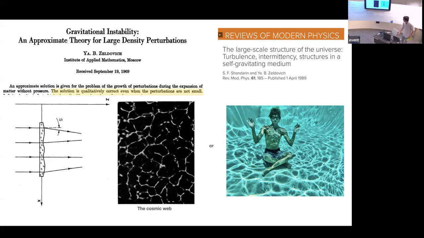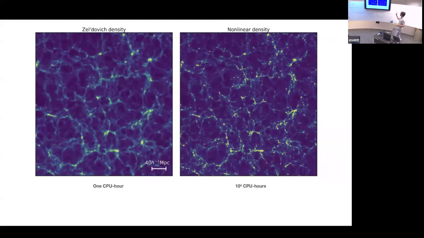What you can imagine doing is running a full n-body simulation on your computer, which is solving Newton's law for every single particle and will take 10,000 CPU hours. Or you can run a Zeldovich displacement, which is normally how we initialize n-bodies, to later times. And this is what the density fields look like, right? So this took 1 CPU hour on my laptop. This took 10,000 CPU hours in some Quijote simulation.